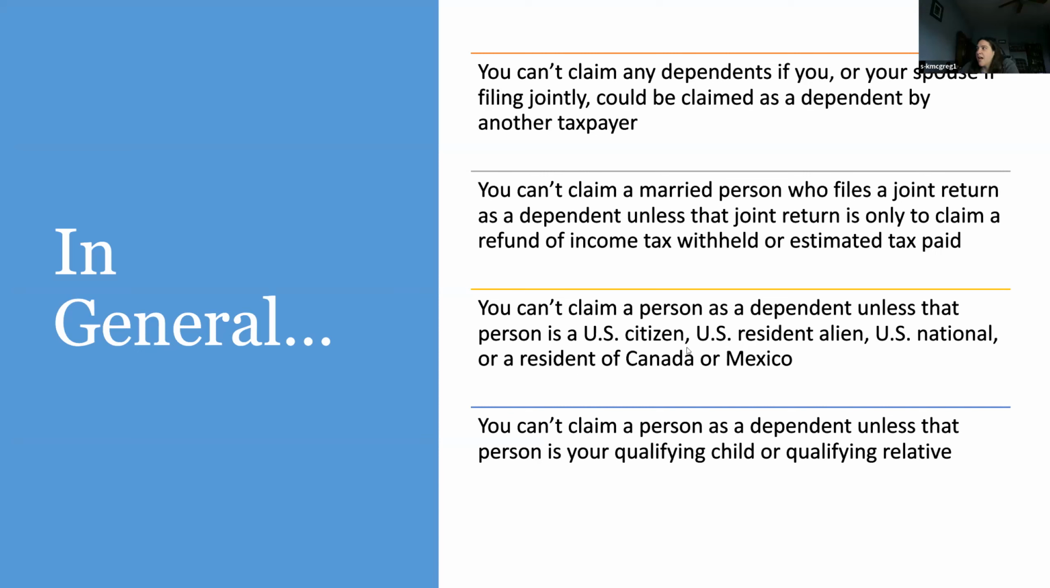The dependents have to be U.S. citizens, resident aliens, nationals, or residents of Canada or Mexico. If they're from any other country, you can't claim them as a dependent unless they have become a resident of the U.S. And you can't claim them as a dependent unless they're your qualifying child or relative.